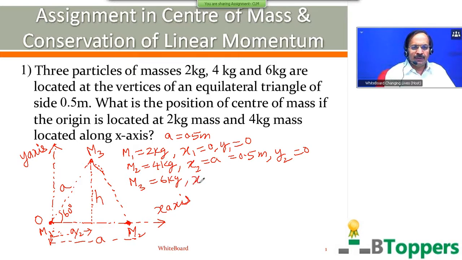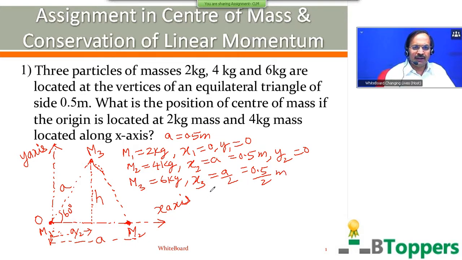So the x coordinate for the third mass: the third mass lies on the perpendicular bisector of the line joining the first two masses, because it's an equilateral triangle. The 3 masses lie at the vertices of the equilateral triangle. Each vertex lies on the perpendicular bisector of the line joining the other 2 vertices. So x coordinate for the third mass is equal to half of the length of each side of the triangle. That is equal to 0.5 by 2 meter.